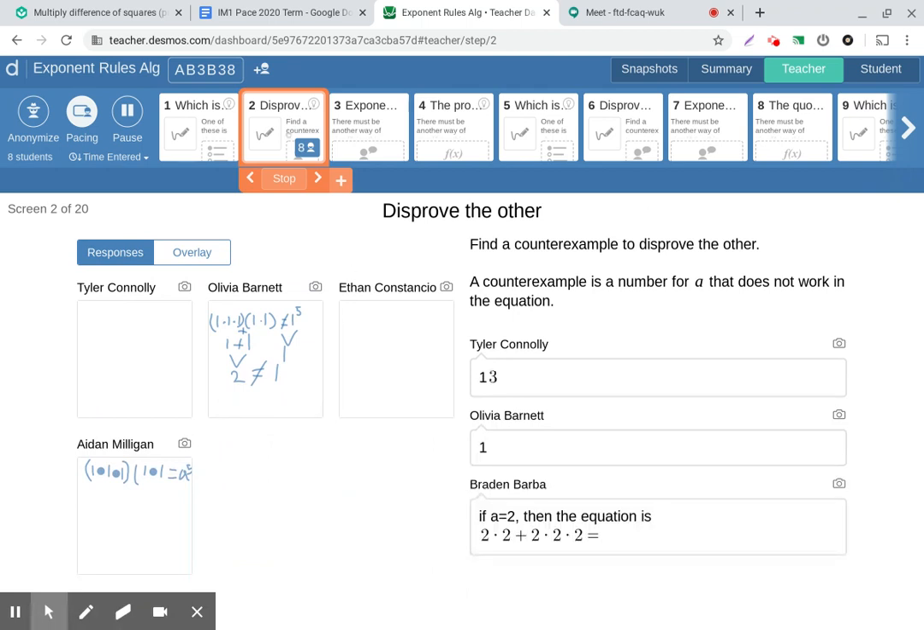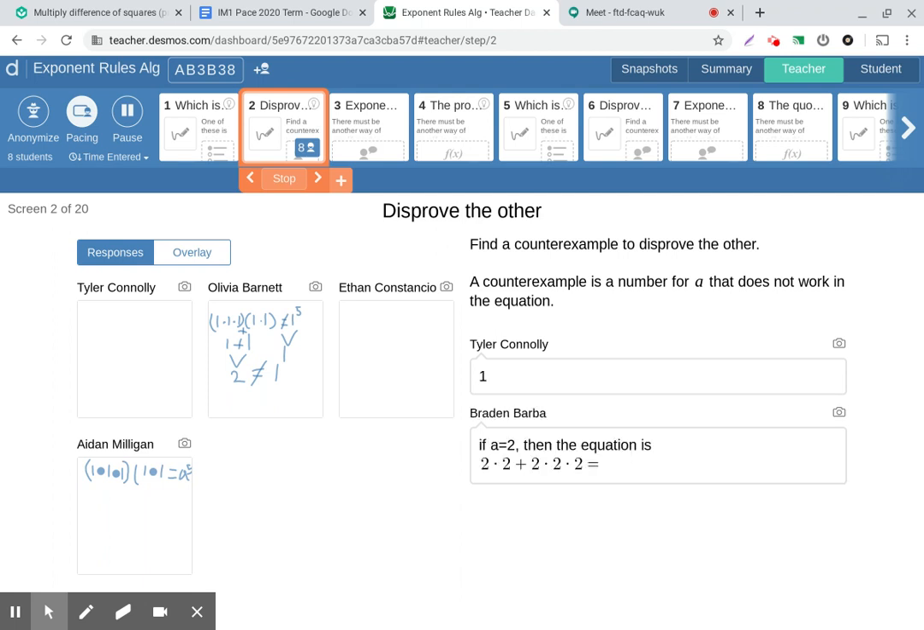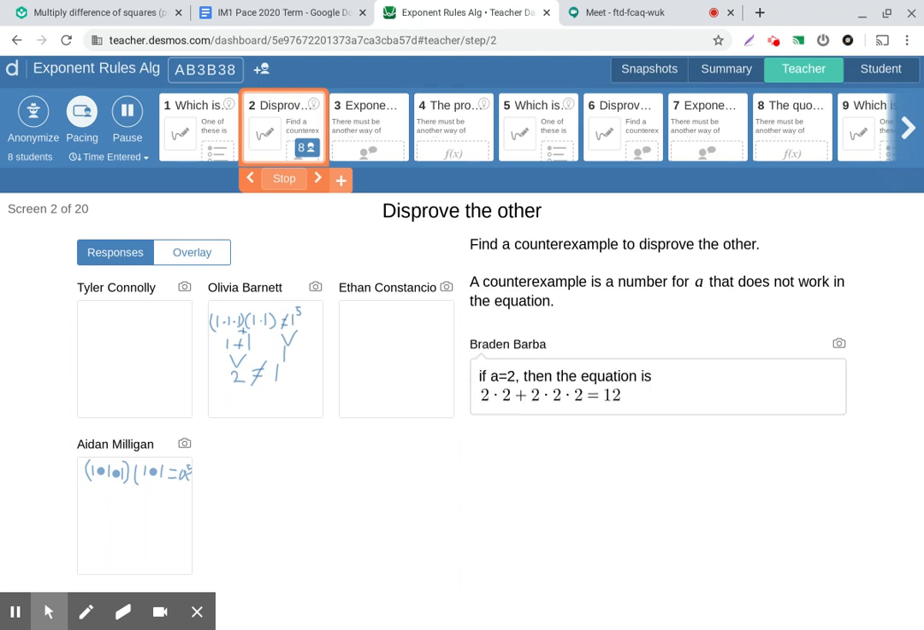Good job. Braden plugged in 2 squared plus 2 times does not equal 2 to the 5th. And 2 to the 5th is 32, by the way.